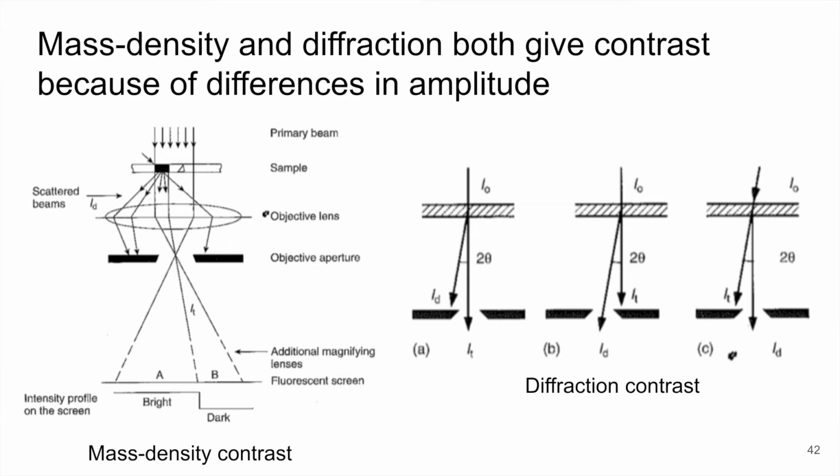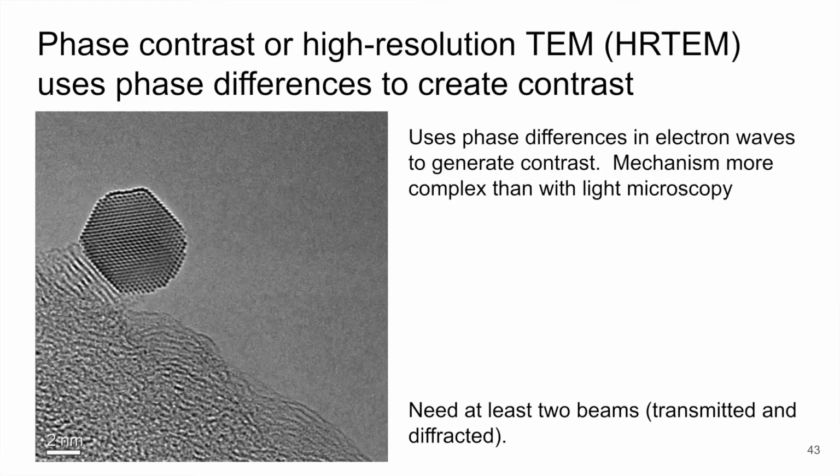However, one of the key features of TEM is this ability to see very small features and to get very good resolution. Typically, what we think of as high resolution TEM, or HRTEM, those images are actually reliant on a different type of contrast. And so I want to talk about that now.